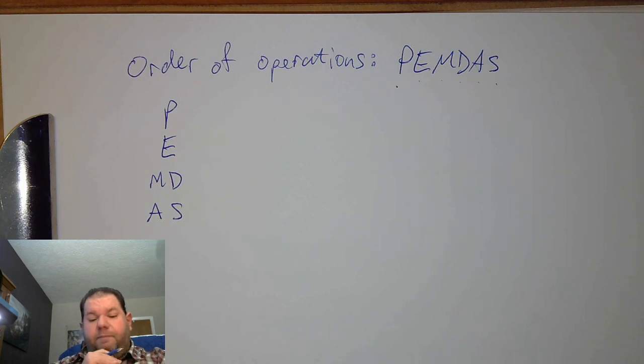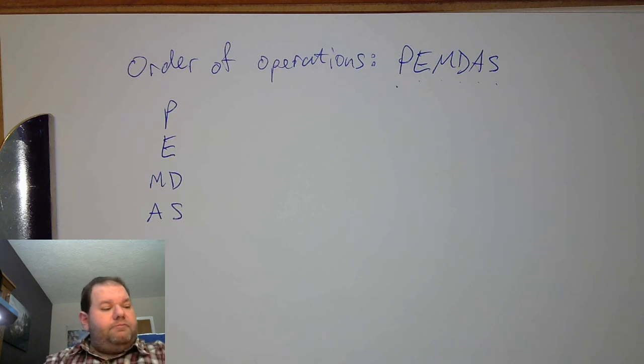So if we have both things happening, then we tend to go left to right. Same thing is true for addition and subtraction. If we have addition and subtraction happening at the same time, even if the subtraction comes before the addition, we'll do the subtraction first and then the addition. And that's where some people get into trouble if they haven't looked at this in a long time.